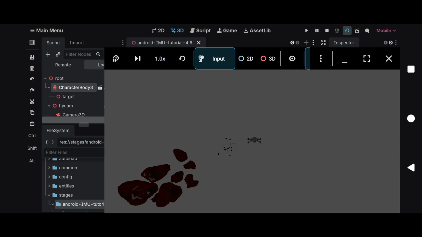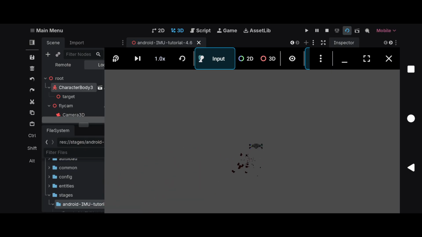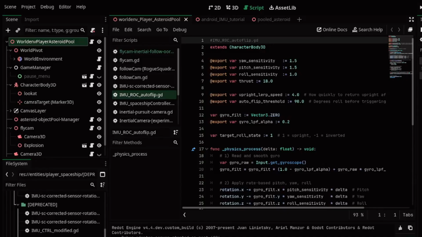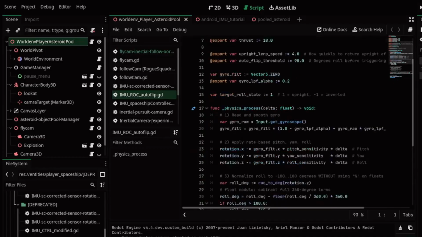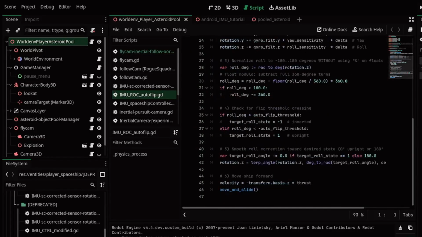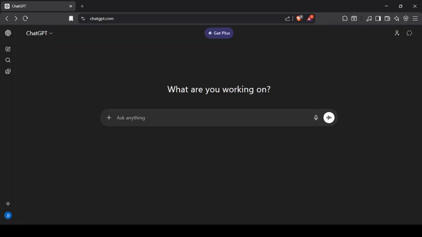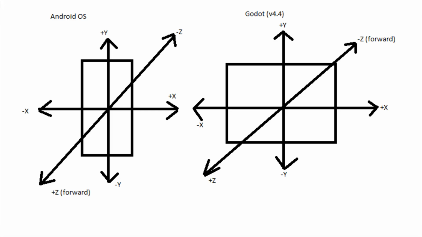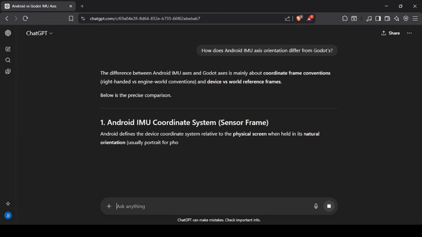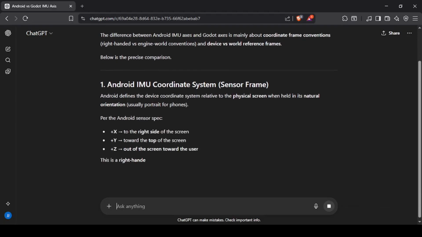When I first tried this, I noticed, as you can see, that the asteroids were spawning in from behind the player rather than in front. I pored over my code again and again and couldn't find anything wrong with what I had written. After some time with ChatGPT, I came to understand that Android OS reports orientation differently than Godot, and that some conversion would be needed to get the two to properly integrate.